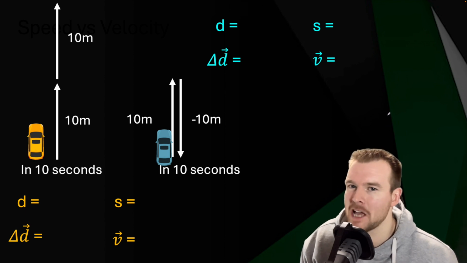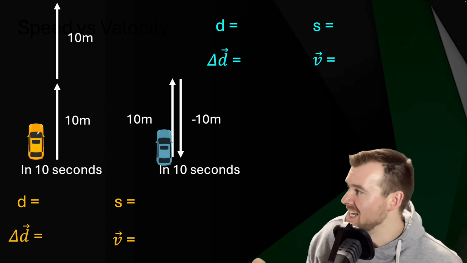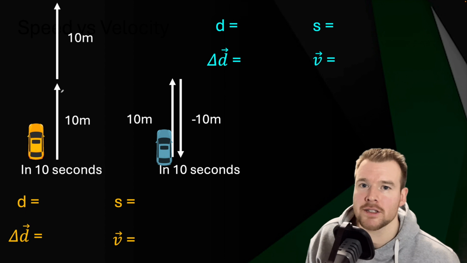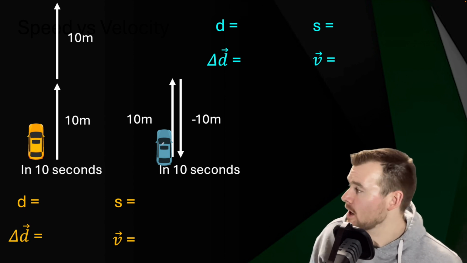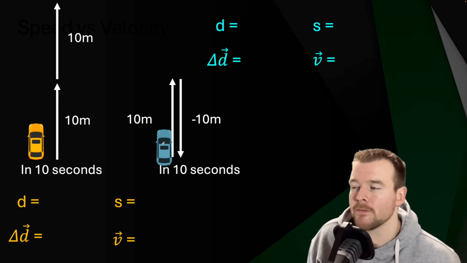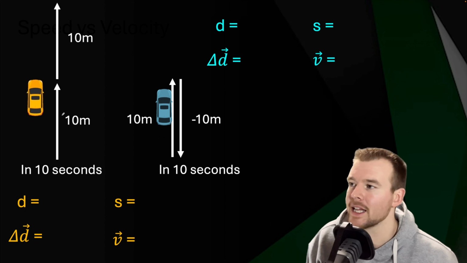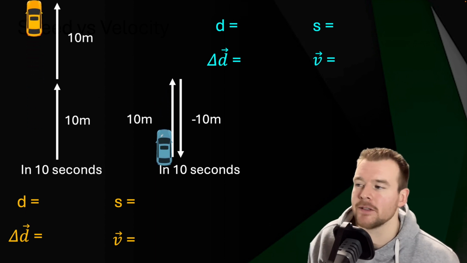So I'm going to use these two examples to show the difference between speed and velocity and what they mean. On the side, we're going to have the yellow car. It's going to go 10 meters up, then another 10 meters up. The blue car has a similar start. It's going to go 10 meters up, but then it's going to come 10 meters back down. Okay, so their motion is going to look like this. The yellow one is going in one direction, the blue one is changing its direction.